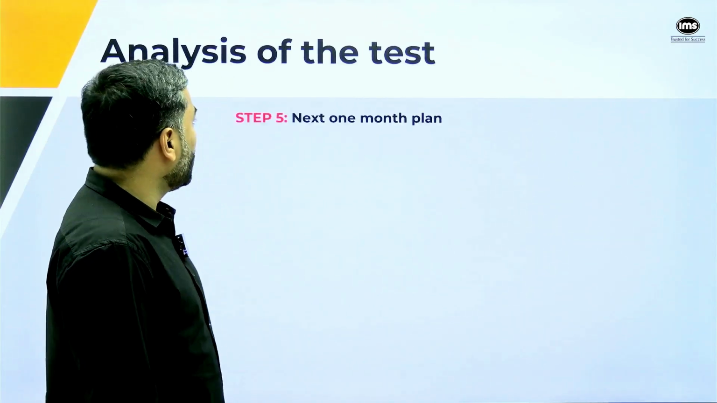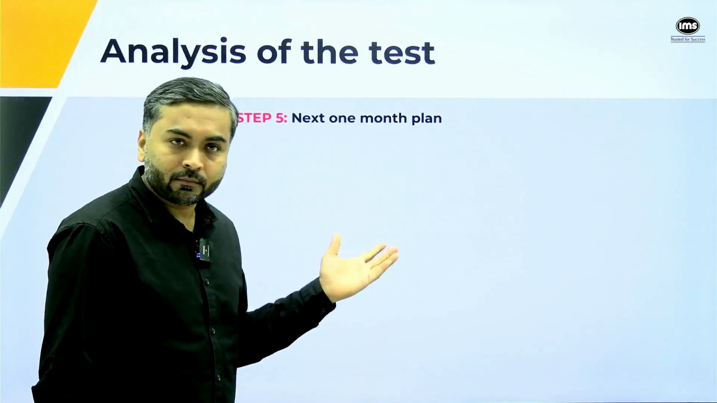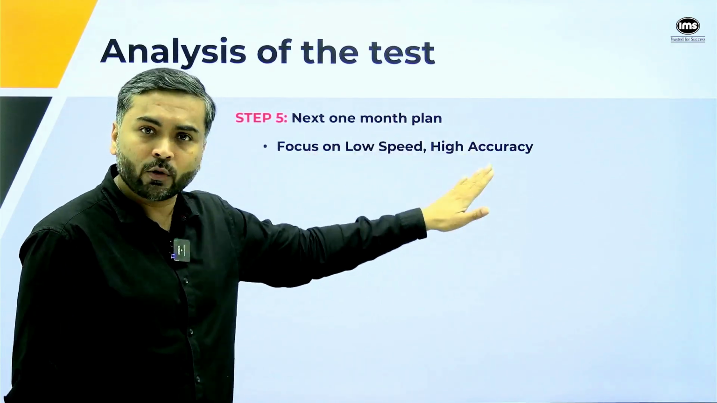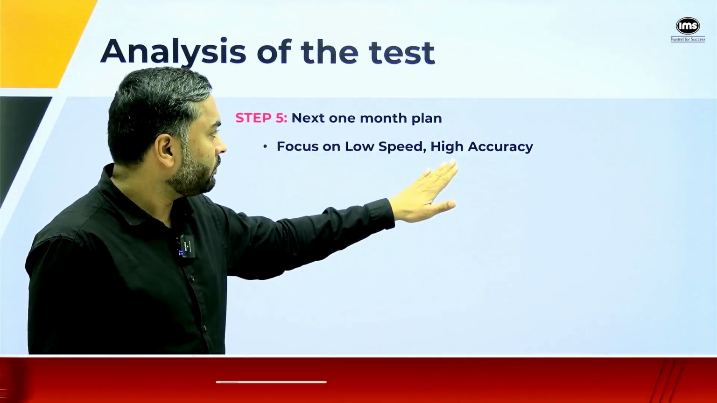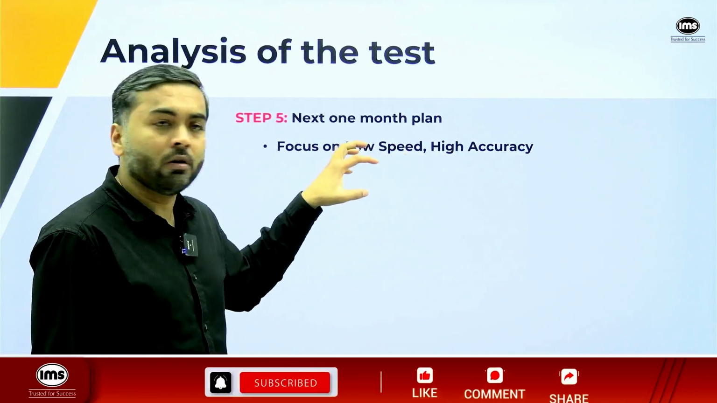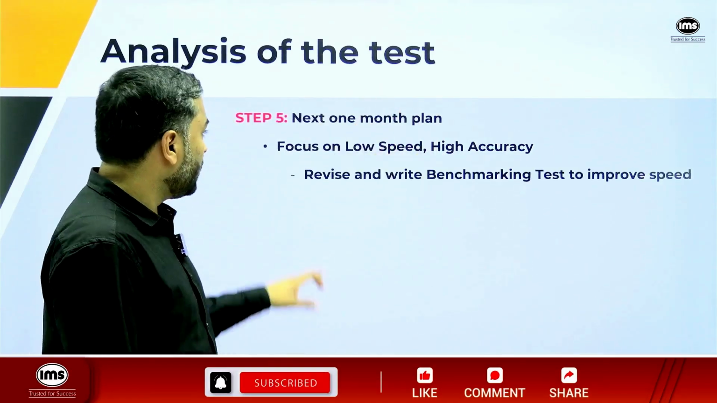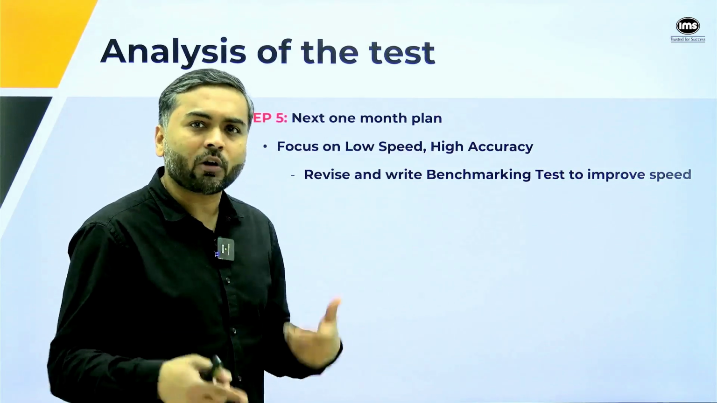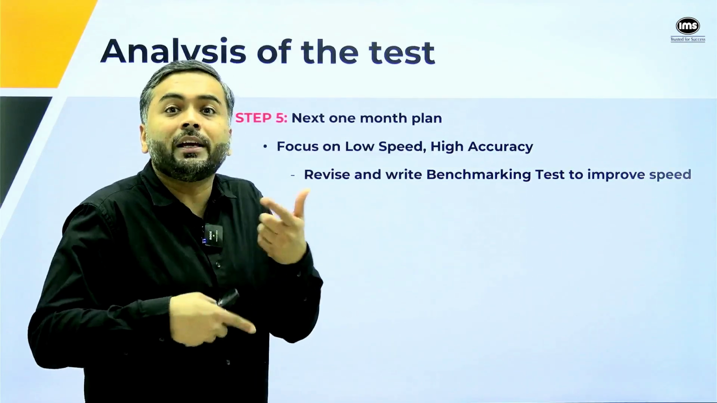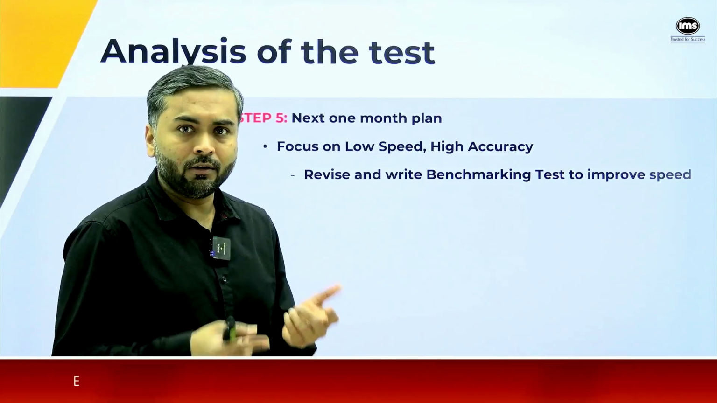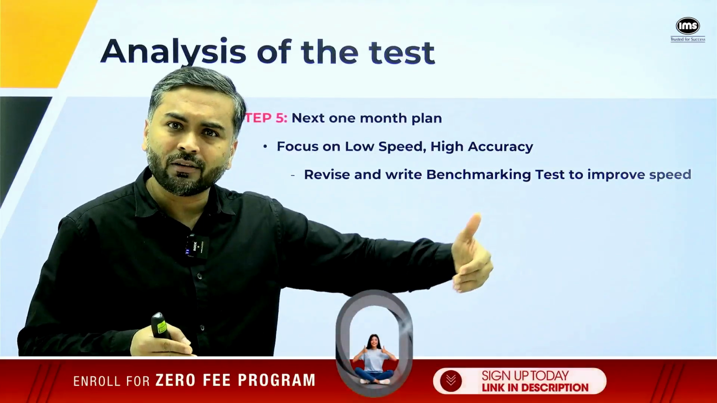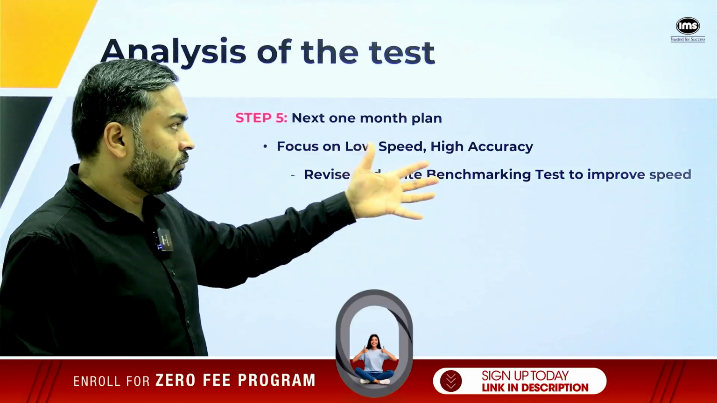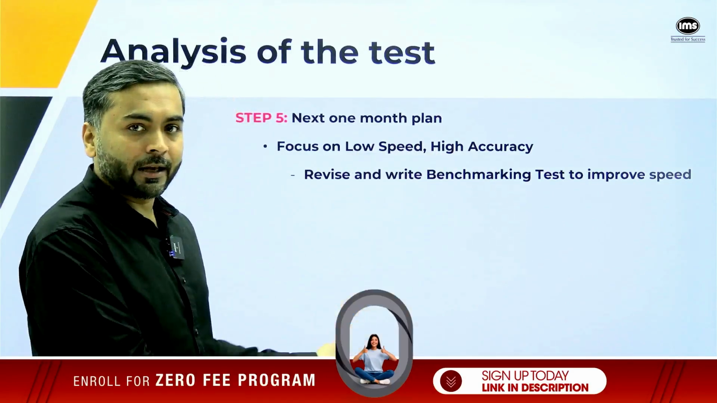Now, moving on to the next step, the next 1 month plan. As we discussed, you will focus on low speed, high accuracy question types, correct? And move these question types to high speed, high accuracy. What you need to do: revise and write the benchmarking test. That's the only thing. Keep on writing the benchmarking test so that your speed increases, right? You need to write under time pressure, and hence the benchmarking test is the ideal way to improve your speed under time pressure.